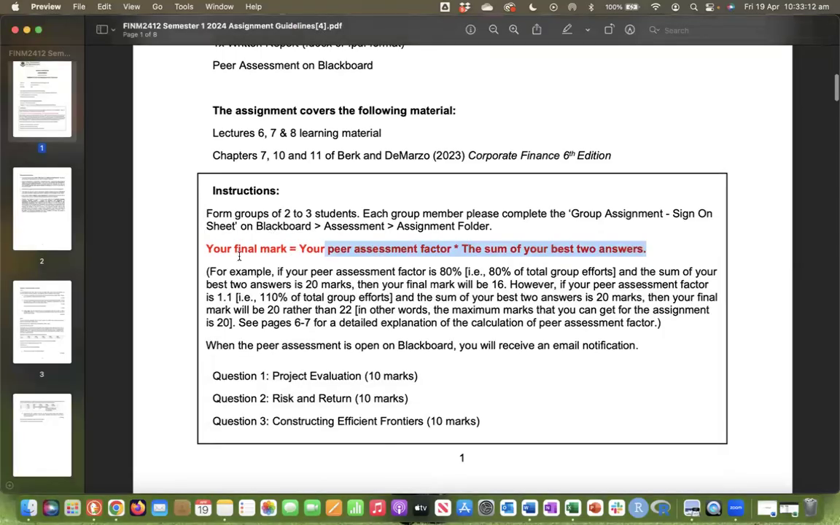And the most important part, your final mark is going to equal your peer assessment factor multiplied by the sum of your best 2 answers. So it gives a really good explanation here, but if you perform very well in question 1 and question 2, but don't perform as well in question 3, only question 2 and question 1 will be interpreted for your grade.